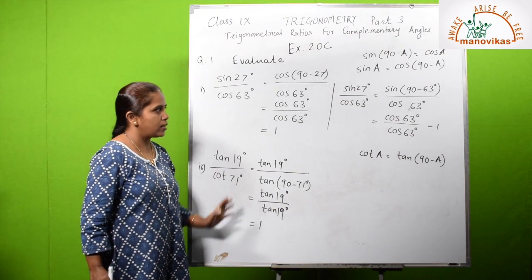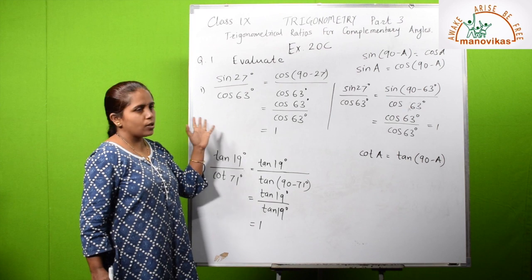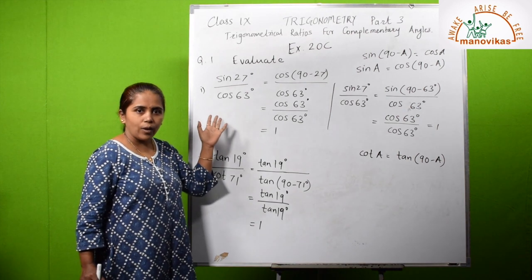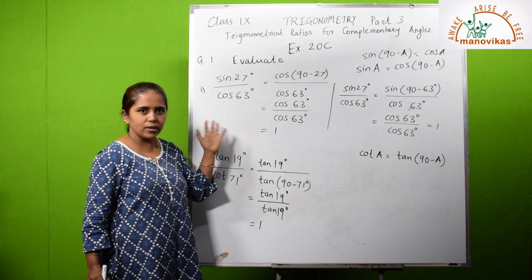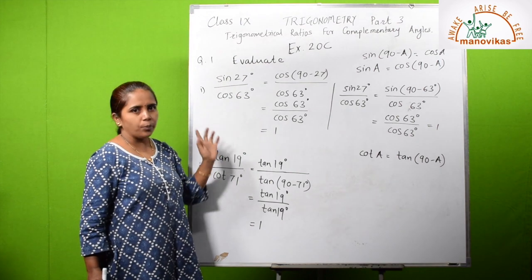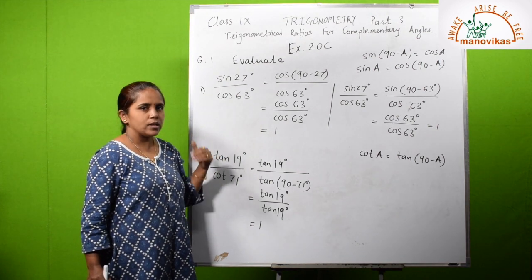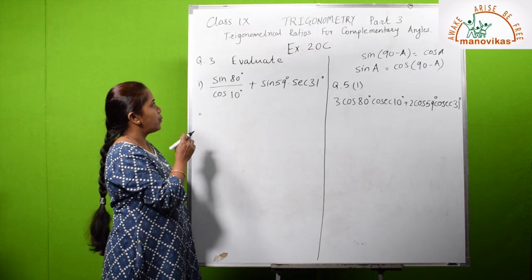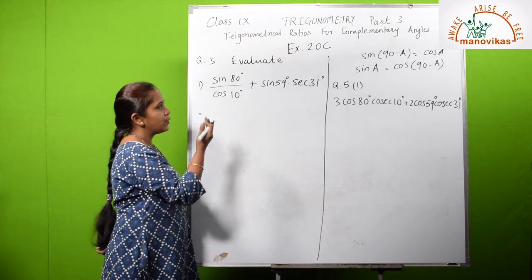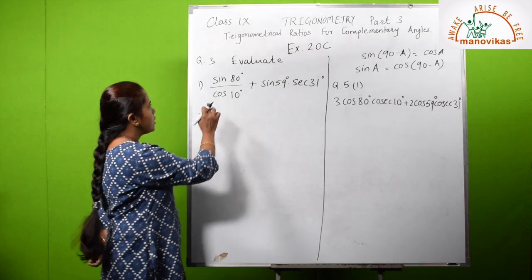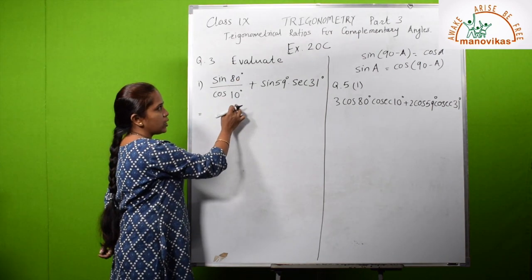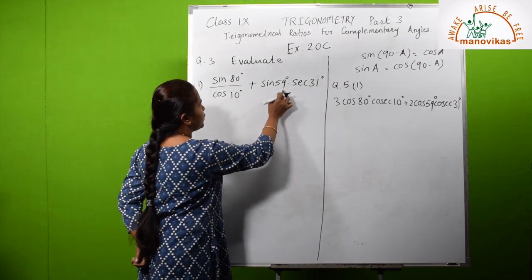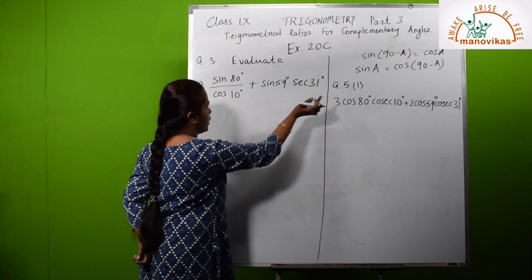These are the basic problems of how to get the value of any trigonometrical expression using the complementary angles. Okay, we'll see one more sum. Now see the next sum, that is question number 3 first. Again we have to evaluate the value for this: sin 80 degree upon cos 10 degree plus sin 59 degree into sec 31 degree.